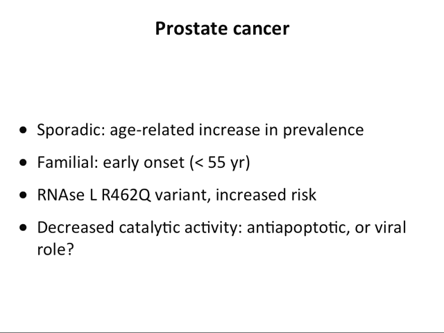So this whole story starts with prostate cancer. Prostate cancer is a disease that occurs in two forms. There is a sporadic form of the disease where the prevalence increases with age. So a risk factor is age. And then there is a familial form where genetics is involved, and you're predisposed to developing the cancer depending on what's been present in your family. And this is typically early onset, less than 55 years old.